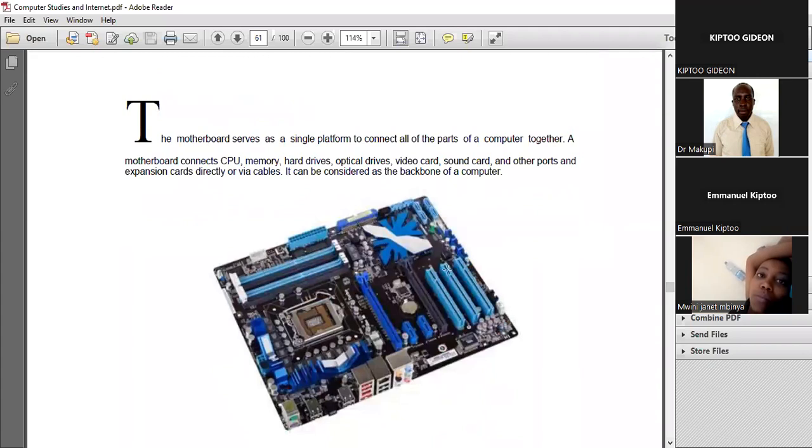Now, if you see this motherboard diagram, there are two particular slots here. These ones are the RAM slots. If you can see, these blue ones are highlighted. These are the RAM slots where you now place the RAM chips. So depending on the type of computer, I want to say that the motherboard serves as a single platform to connect all parts of a computer together. So all the components of a computer are actually residing on the motherboard. When you talk about hard drive, optical drive, sound cards, and many other things, all are connected to this motherboard.